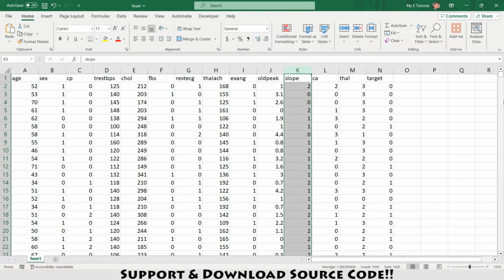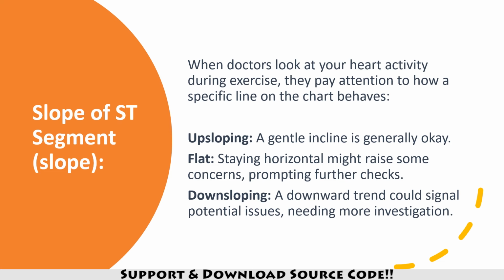The next column of our data is slope. When doctors look at your heart activity during exercise, they pay attention to how a specific line on a chart behaves. There are three types of behavior. Upsloping, a gentle incline, is generally okay.